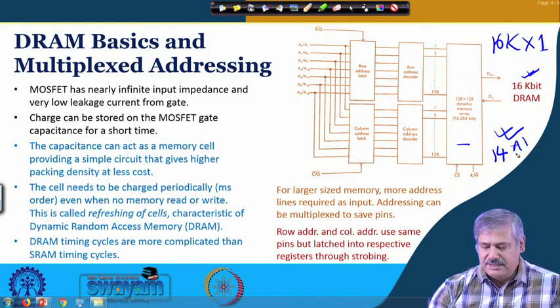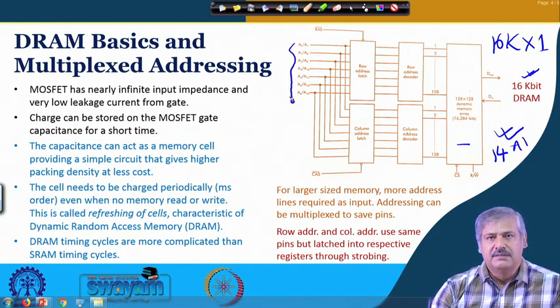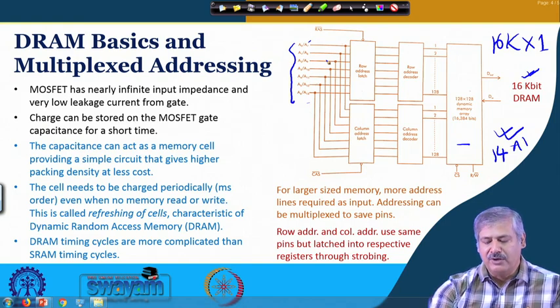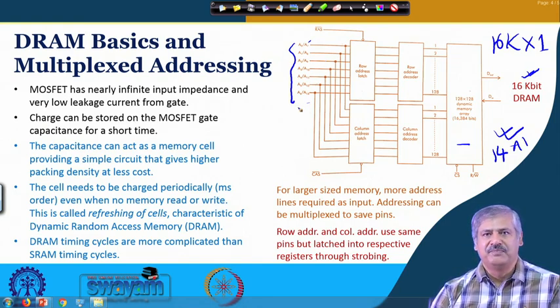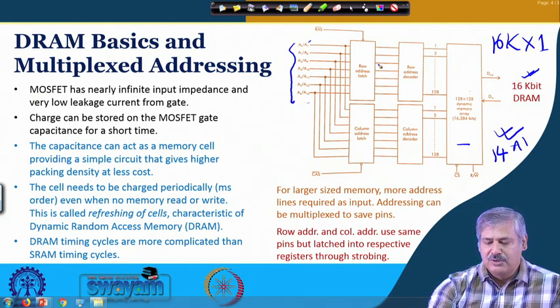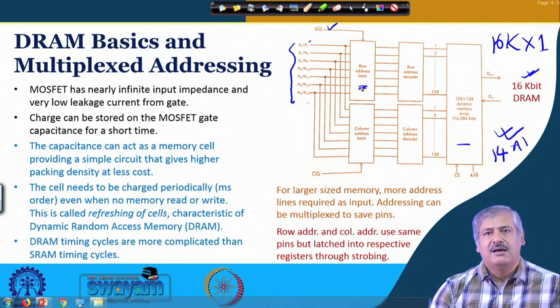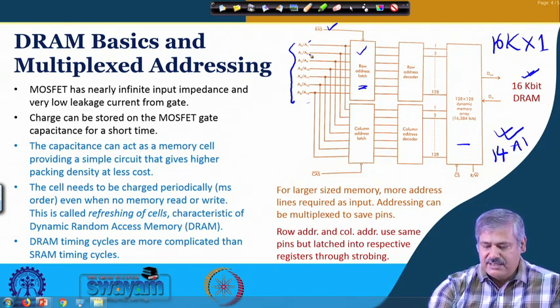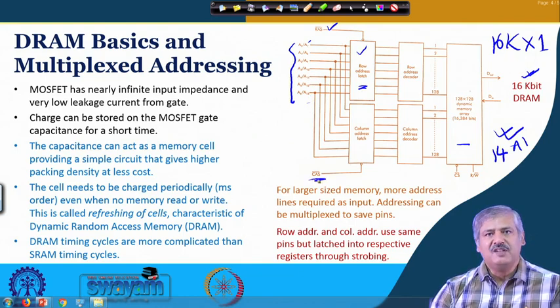In this arrangement, you can see that A0 to A6, the 7, and A7 to A13 are both fed through the same set of 7 pins. We do not have separate 14 address pins. We have only one common set of 7 address pins by which both A0 to A6 and A7 to A13 are sent. So, when you send A0 to A6, if you consider them as the row address, then this particular row address strobe is exercised and that is latched into this particular register. And then you send A7 to A13, which will be at a different point of time, of course.